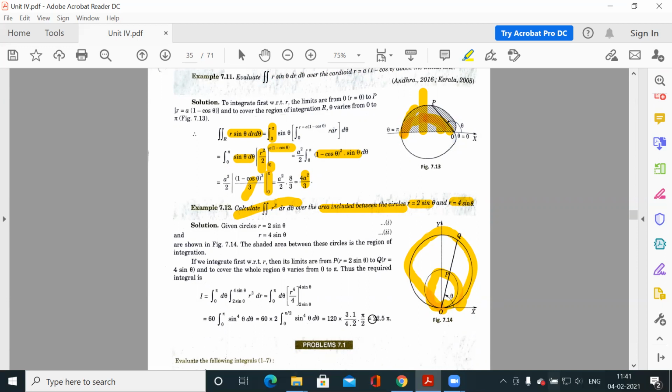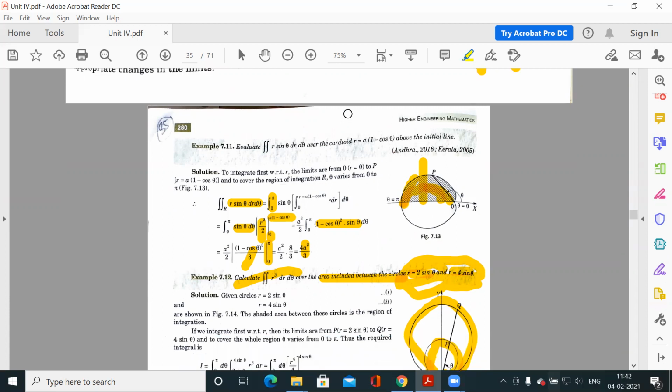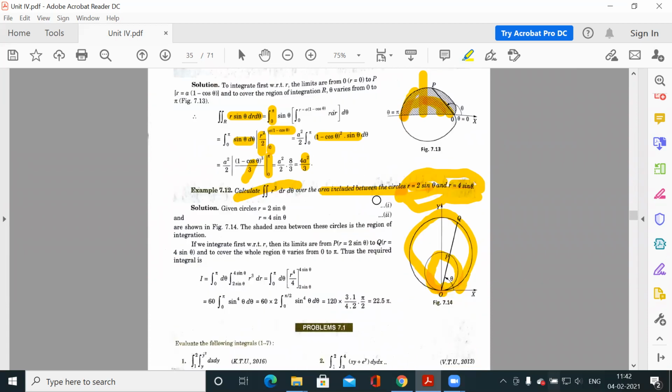For this polar form, you need to know the structures of the polar curves. Till now we have not studied this; you will find it in the topic curve tracing. If you know the curve tracing of these functions, then we can draw these curves, the cardioid, the circles, anything. Using the concept from curve tracing, we can draw these circles.